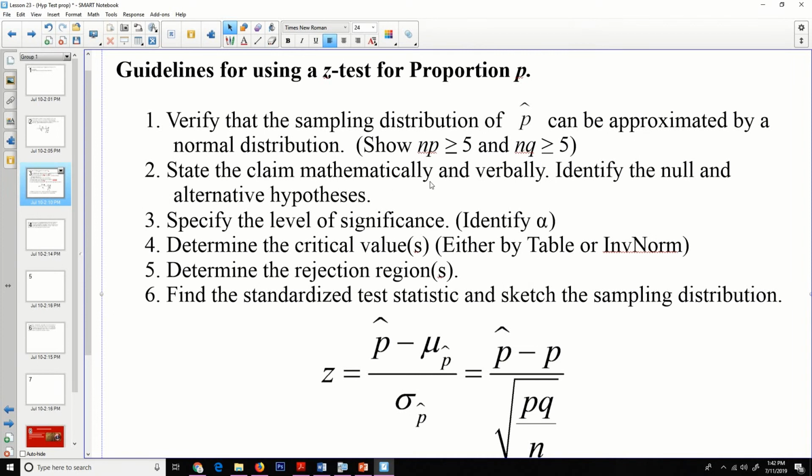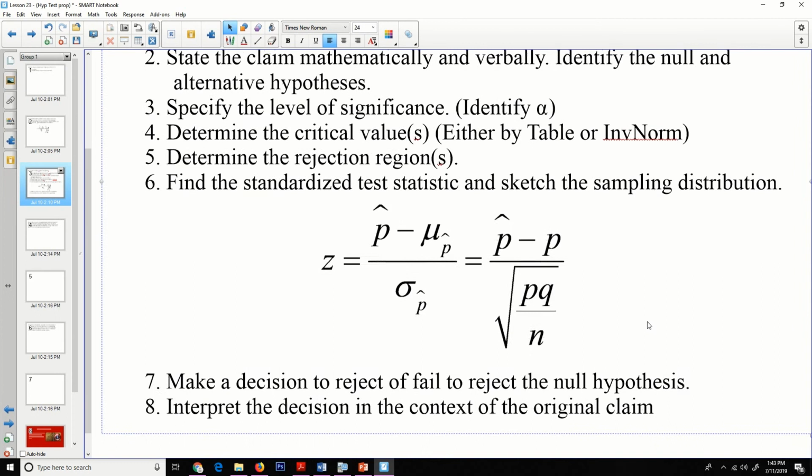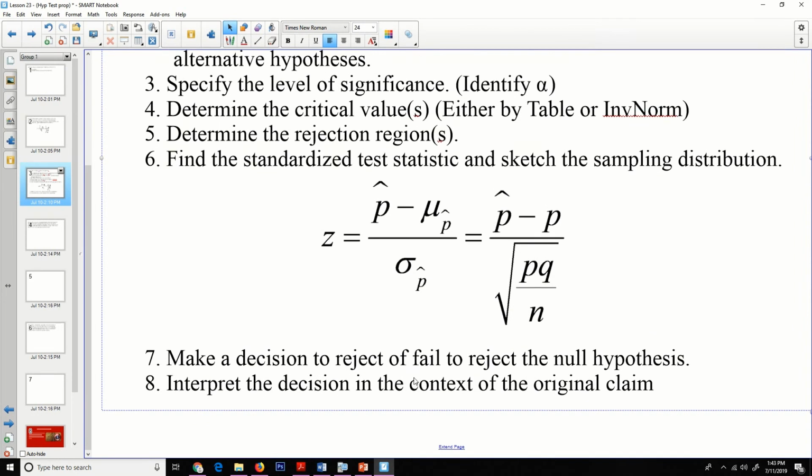We need to state the claim mathematically and verbally. We need to identify the null and alternative hypothesis. We talk about the level of significance that's probably going to be given. We're going to determine the critical values either by a table or the inverse norm. And then we're going to determine the rejection areas, and we'll draw a picture about that. We'll find the test statistic and sketch the sampling distribution, and then we'll make a decision to reject or fail to reject the null hypothesis and interpret the decision in the context of the original claim.